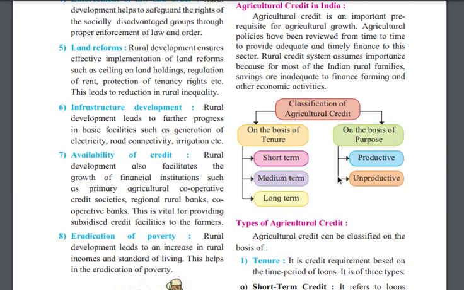So let's classify agriculture credit, on the basis of time and on the basis of purpose. Why is the loan being given, for which purpose do the farmers require a loan, like for productive or unproductive agriculture. On the basis of time, short term loans should be provided to them, medium term, long term.